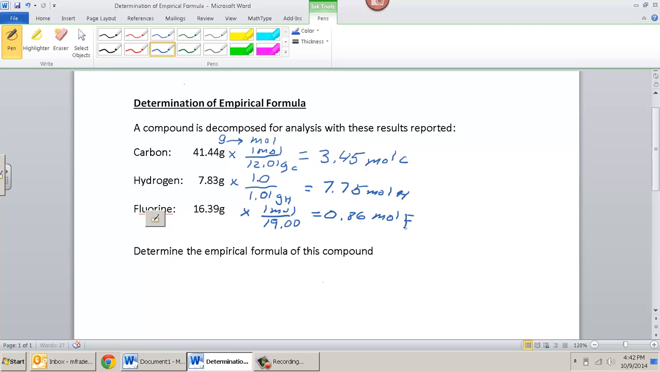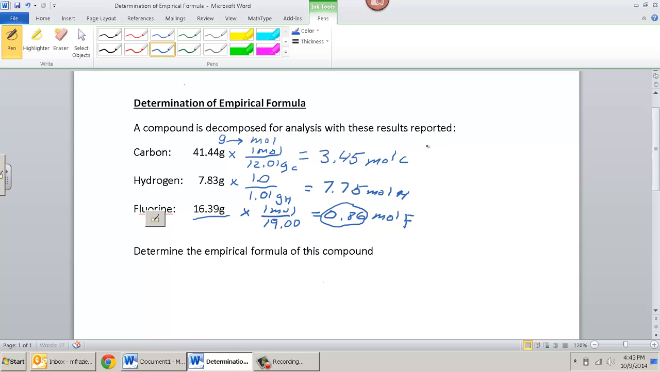Okay, now we've got the molar amounts in the original sample. The original sample was somewhere around 65.66 grams if you add up all these masses over here. But anyway, this basically tells us how many moles of each of these elements was in that compound that got decomposed. So now we've got to figure out what the whole number ratio of these is. And the easiest way to do that, at least to try, and in most cases it'll work, is to take the smallest one, which is this 0.86 for fluorine, and divide the other molar amounts by that number.